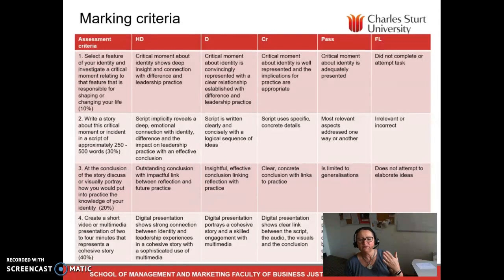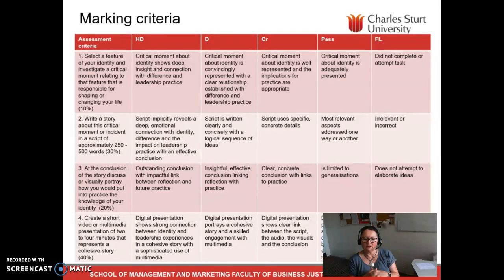So if you've covered most of the relevant aspects in one way or another, you get a pass. And the more nuanced it becomes and the deeper the connection, the more likely you are to get a distinction and above. Then you're asked at the conclusion of the story to discuss or visually portray how you would put into practice the knowledge of your identity.